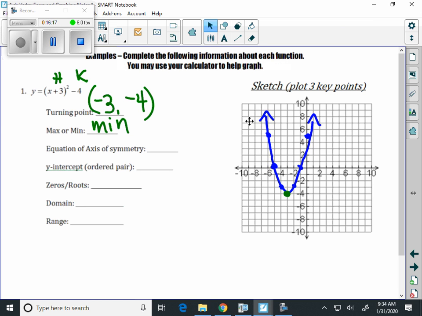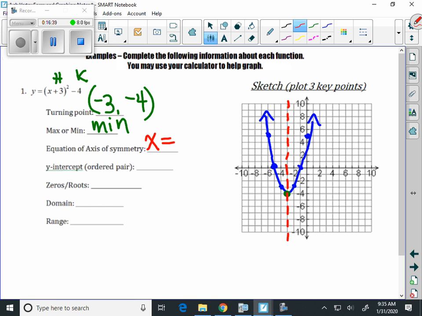The axis of symmetry is the line that goes right down the middle of the graph. So I drew it in red. That's the axis of symmetry. If we fold that graph in half, the right half of the graph will land on the left half of the graph. The equation is x equals, and it's our h value, which is -3. Other way to look at it, where does it cross the x-axis? It crosses the x-axis at -3.